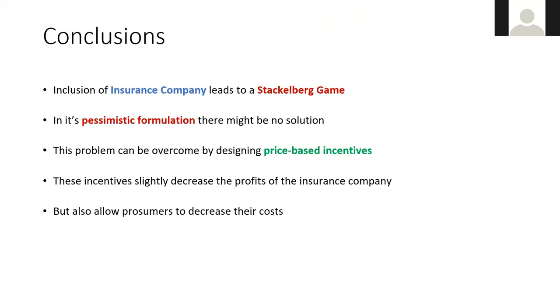And what are the conclusions? That a big company leads to a stakeholder game, which is quite trivial, but in its pessimistic formulation, which is natural to consider, there might be no solution. How can we overcome it? Design price-based incentives, so motivate consumers to buy insurances cheaper, and then these incentives slightly decrease the profits of the insurance company, but they allow consumers to decrease their costs.